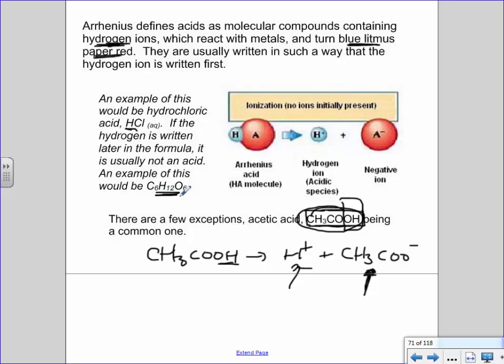Here's another counterexample. This one right here, C6H12O6, you guys will recognize that as sugar. It has hydrogens in its formula. But does that mean it's an acid or a base? Well, no. We can't just say, hey, look, there's an H or an OH. We have to be a little more discerning here.